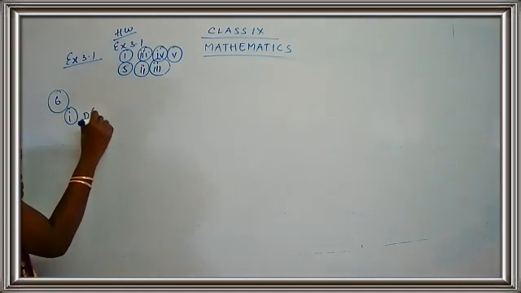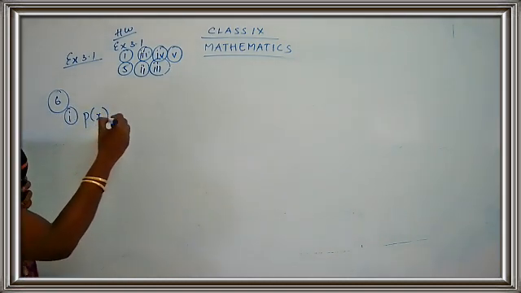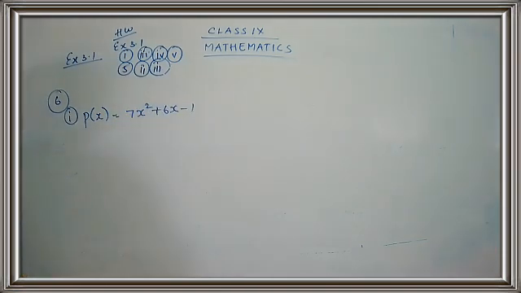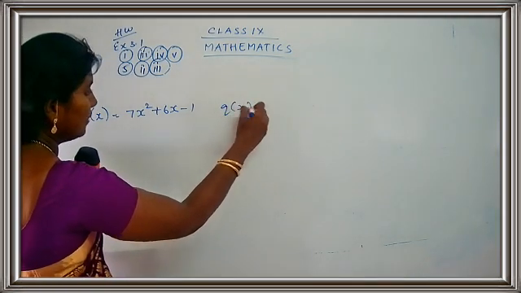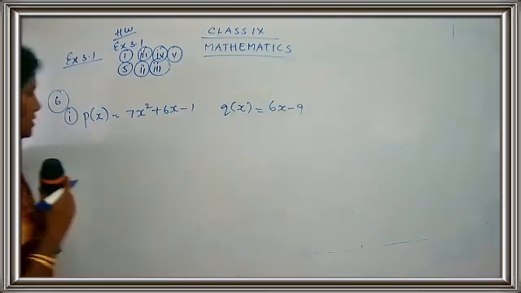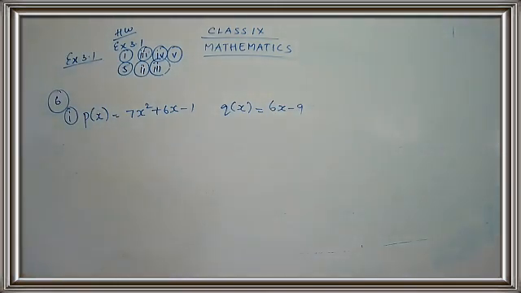P of x is equal to 7x square plus 6x minus 1. And they have also given you the value for q of x. What is q of x given to you? 6x minus 9. Okay, this is given to us. P of x is 7x square plus 6x minus 1, and q of x is 6x minus 9.